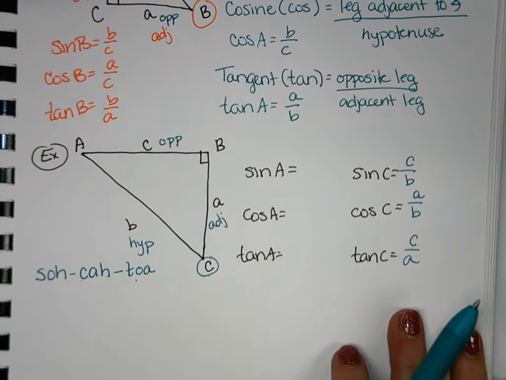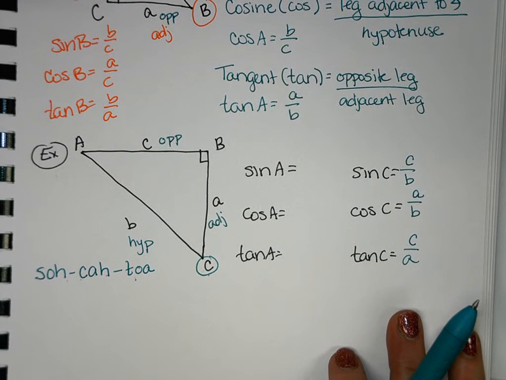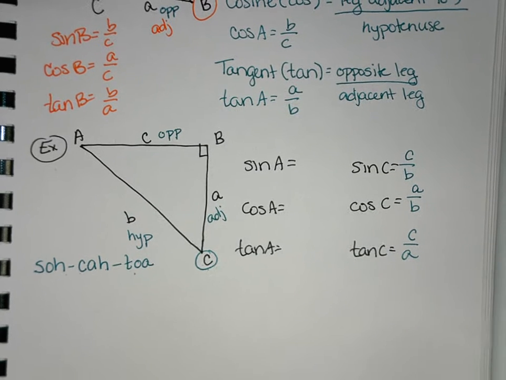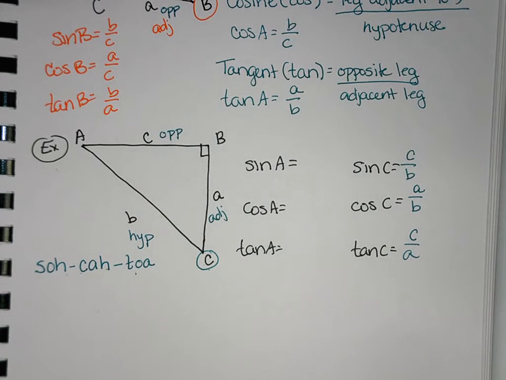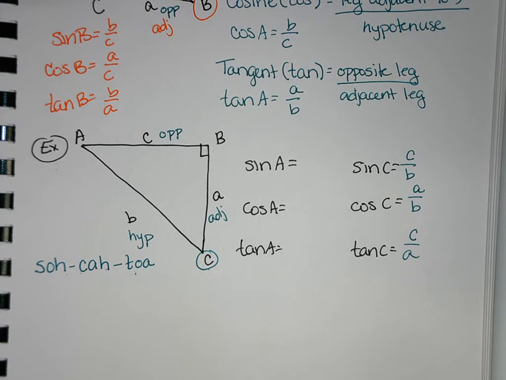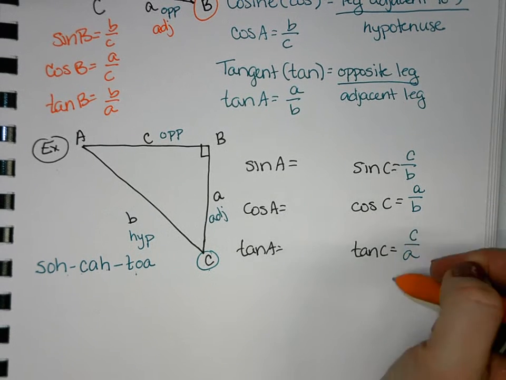Now, do you have to use this? No. It's just something that's commonly used. It's been around since I learned this in geometry. But it's just an acronym that can help you remember your sine, cosine, and tangent. So there's our ratios for angle C.